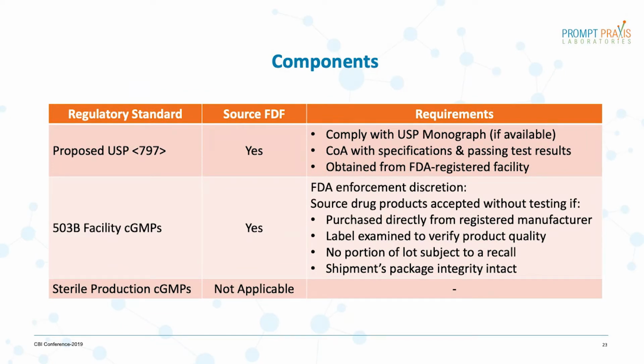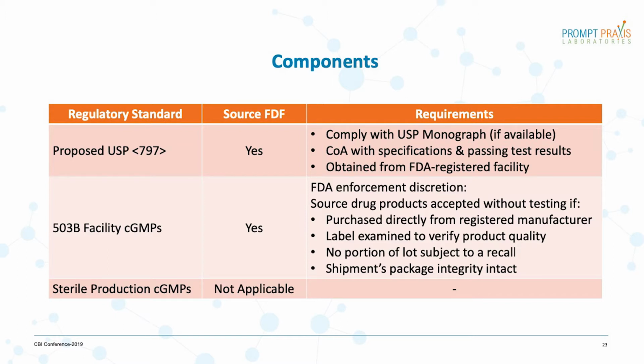Continuing on to components, if you're going to start from a source finished dosage form, then you do need to evaluate that as well in the USP and the CGMP world. Obviously, the sterile fills are creating this FDF, so there's no requirement because that is the product of their outcome. In USP, you need to comply with the USP monograph, C of A with specifications, passing results, and obtained from an FDA-registered facility. There is some allowable FDA enforcement discretion for 503Bs.